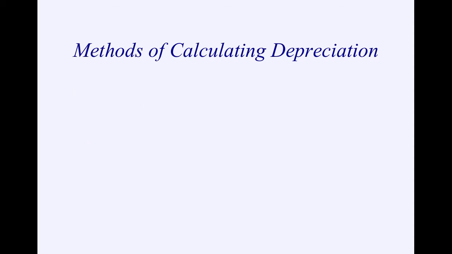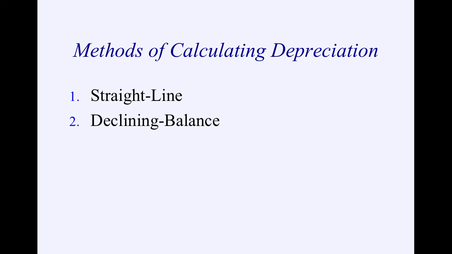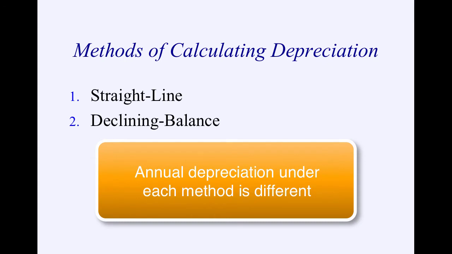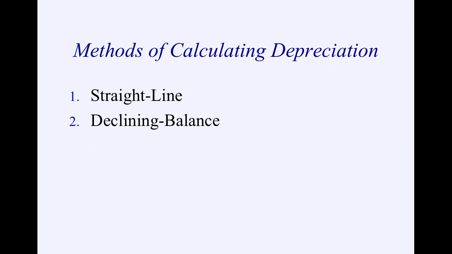There are two methods of calculating depreciation that we will discuss. The first method is the straight line method. The second method is the declining balance method. The straight line method is the easier of the two methods. Under both of these methods, we will recognize the same amount of depreciation expense over the life of the asset. However, the amount of depreciation calculated each year will be different. In discussing depreciation, we will look at calculating depreciation for book purposes only. The calculation of depreciation for tax purposes is different.